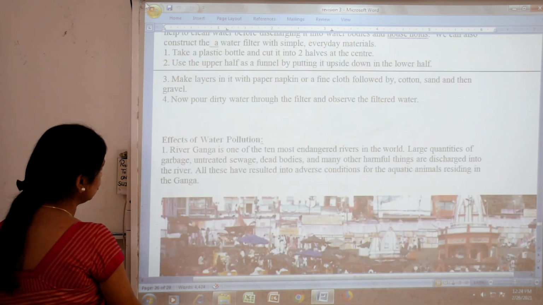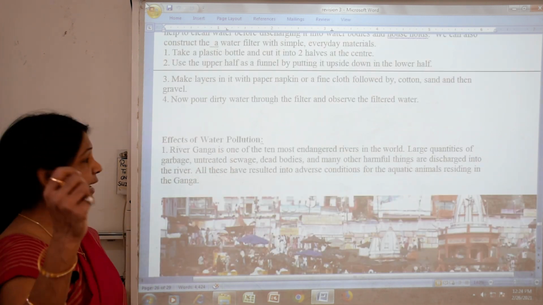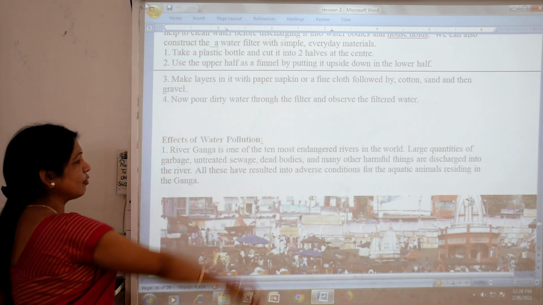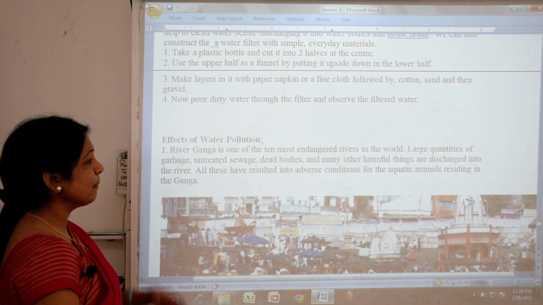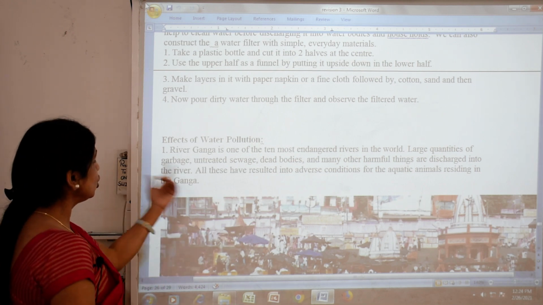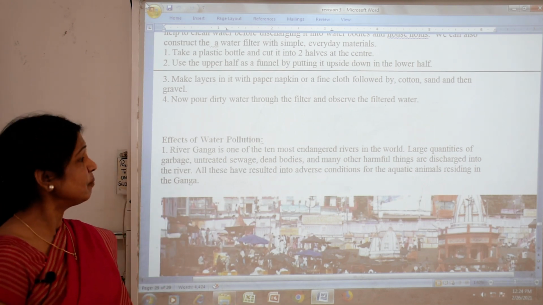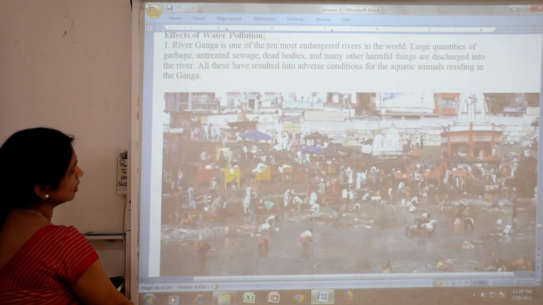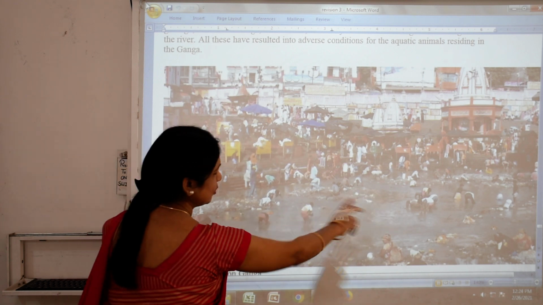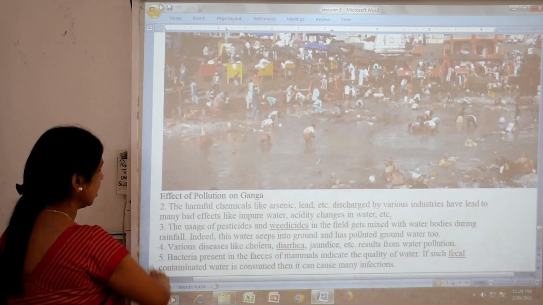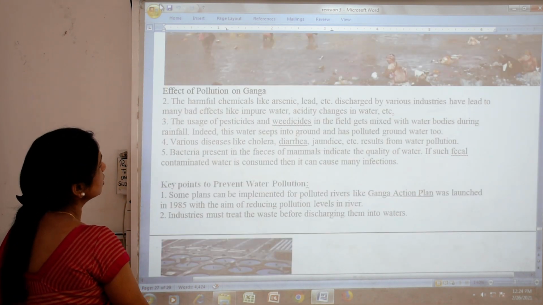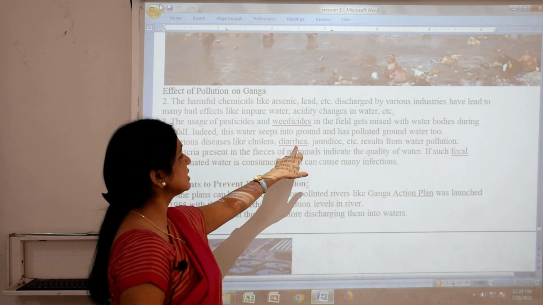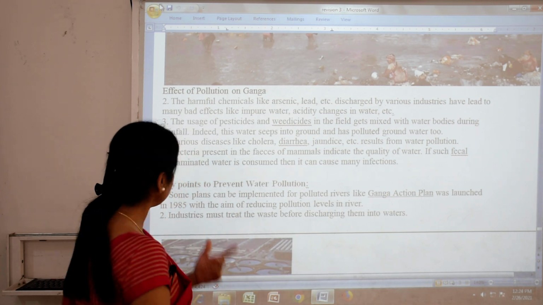Effects of water pollution: the river Ganga is among the most endangered rivers in the world. Large quantities of garbage, untreated sewage, dead bodies and many other harmful things are discharged into the river, and all these have resulted in adverse conditions for the aquatic animals in the river Ganga. This is an example, Haridwar's Har Ki Pauri, and this is the river Ganga. Pollution of the Ganga creates various diseases, diarrhea, jaundice and others.